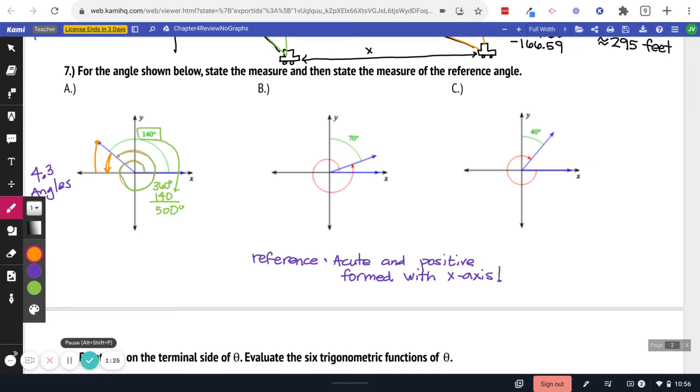Anyway, so this 140, if we would go all the way around, it'd be 180, right? But we didn't get all the way to 180. It was only 140 of the way. So we can think of our reference angle here as being those 40 degrees that we didn't get to.